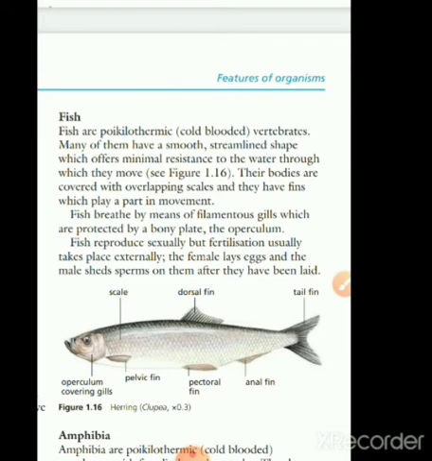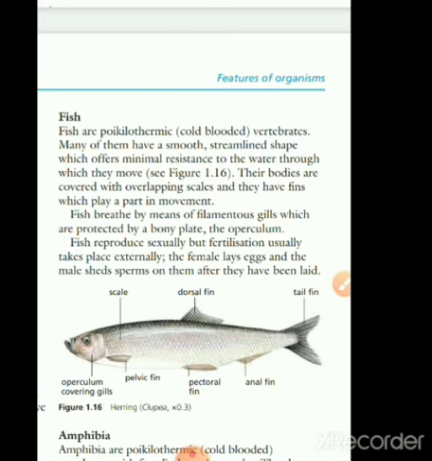Next, fish breathe by means of filamentous gills, which are protected by a bony plate called the operculum. The way they breathe is further protected by the operculum. Just like humans have a rib cage for the protection of our vital organs, smaller creatures have protective structures like the operculum, so they can protect themselves.